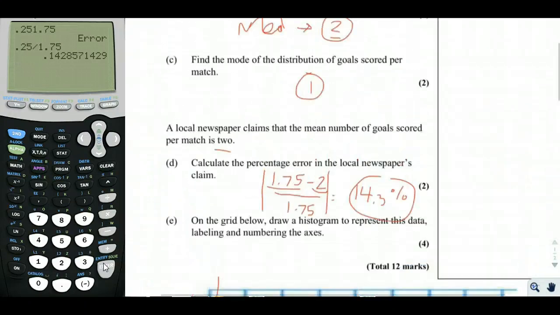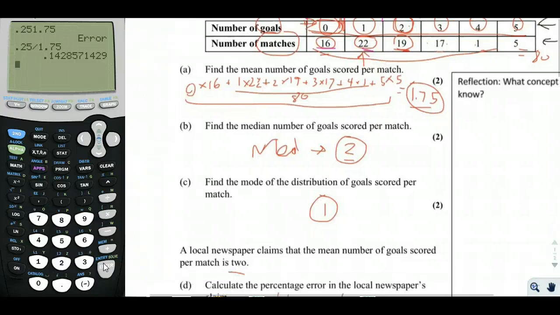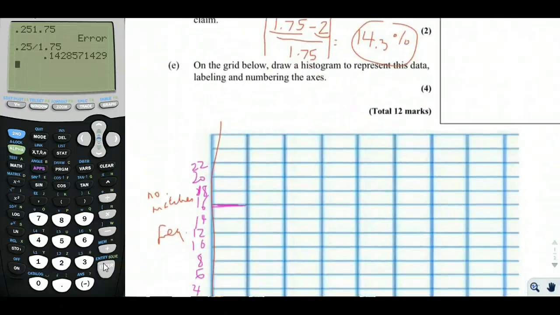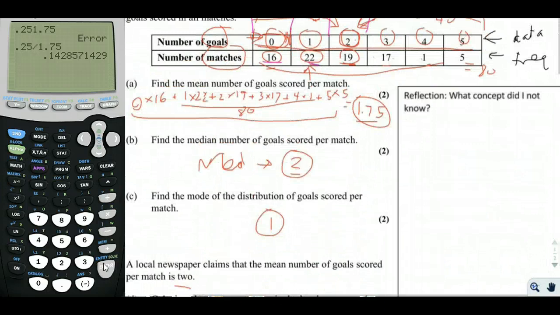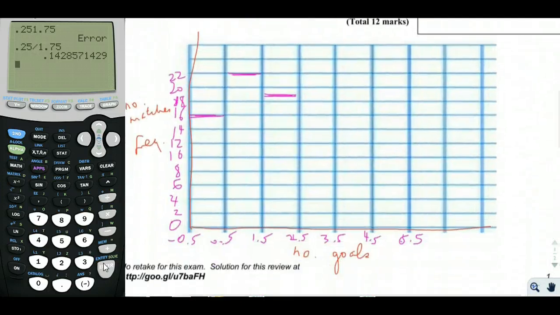And then for 1 goal, it was 22. And the next one was 19. And the next one was 17, and then 1, and then 5. So your finished histogram is going to look like that. Okay?